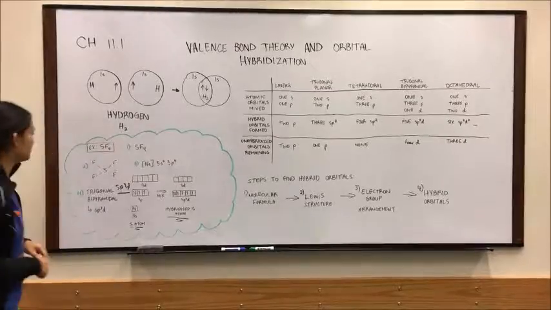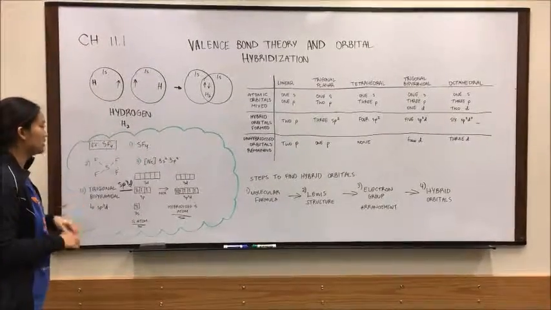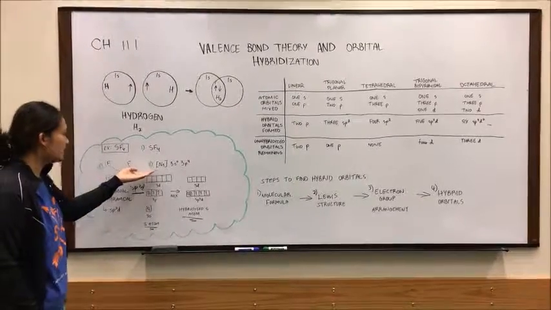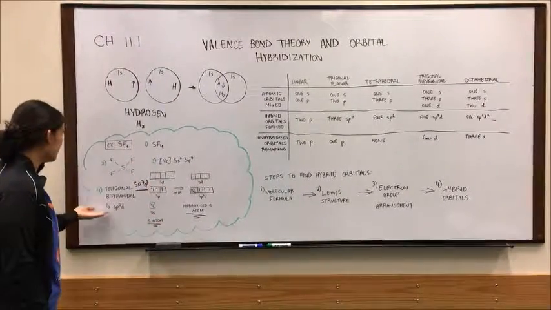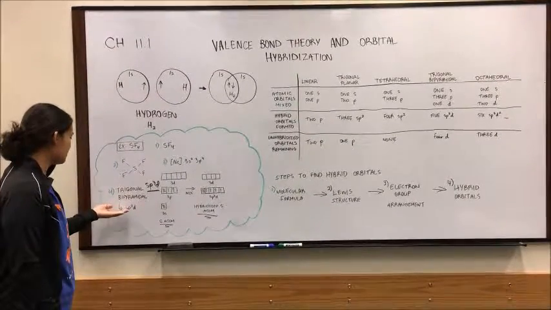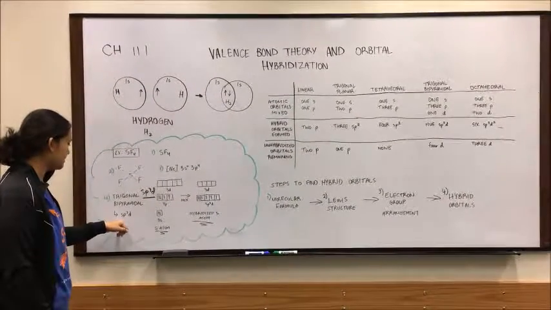Over here, we have an example of sulfur tetrafluoride. Step 1, you have the molecular formula. Step 2, draw the Lewis structure. Step 3, you have the electron group arrangement. And then step 4, you have the orbital, which is trigonal bipyramidal with the orbital sp3d.